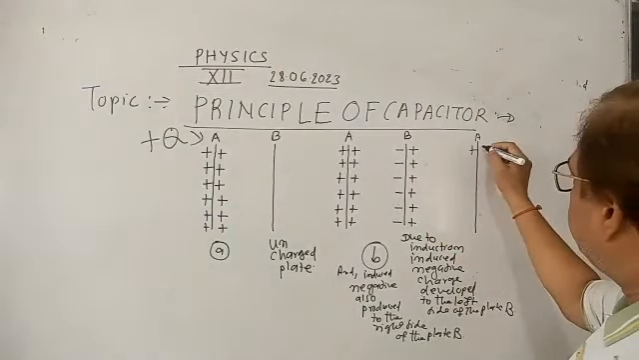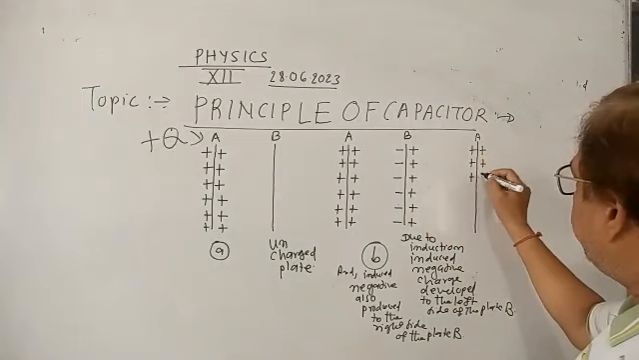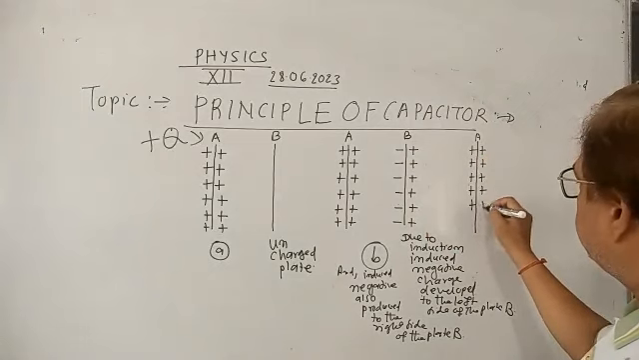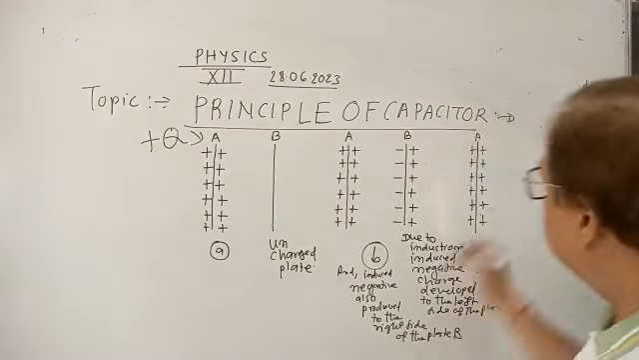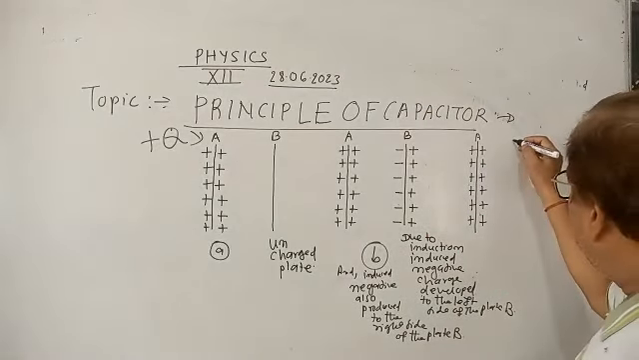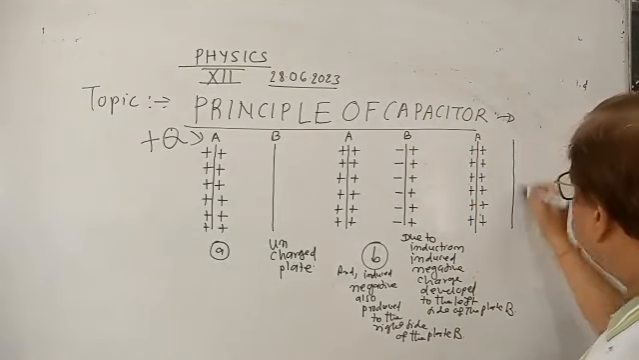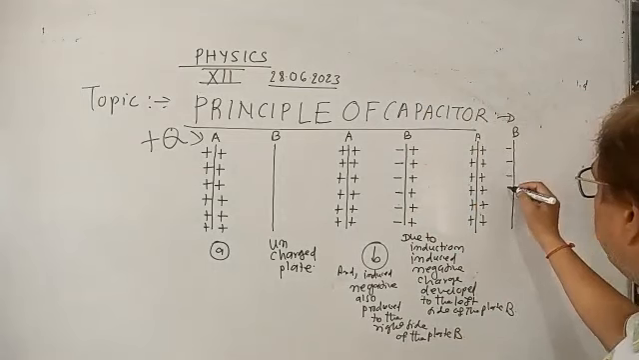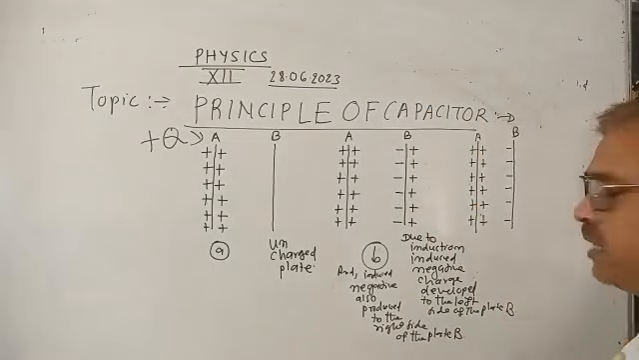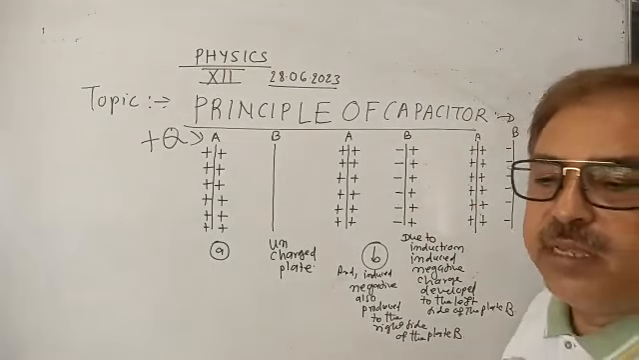It is already kept with the positive charge of the body, and the neighboring second plate B, where the negative charge has already developed due to the induction to the left hand side of the plate B.